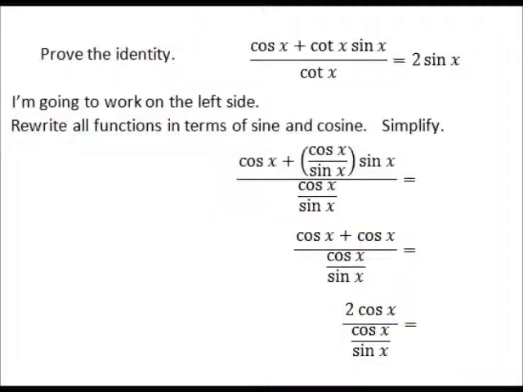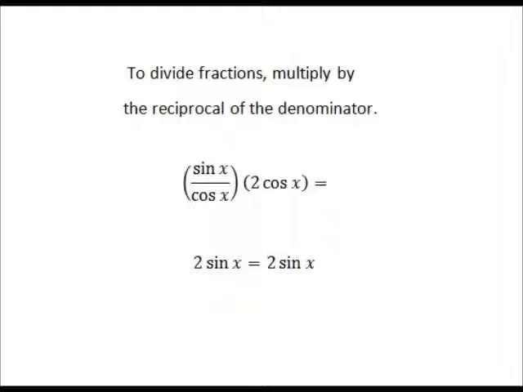Here's one final problem. I'm working on the left side because it's more complicated, contains a fraction, and contains a reciprocal function. Anytime you have reciprocal functions or the tangent function, your first step should be to rewrite all these functions in terms of sine and cosine, which I've done. Next, simplify the left side. After simplifying, I need to divide fractions. To divide fractions, multiply by the reciprocal of the denominator. And that completes the proof.